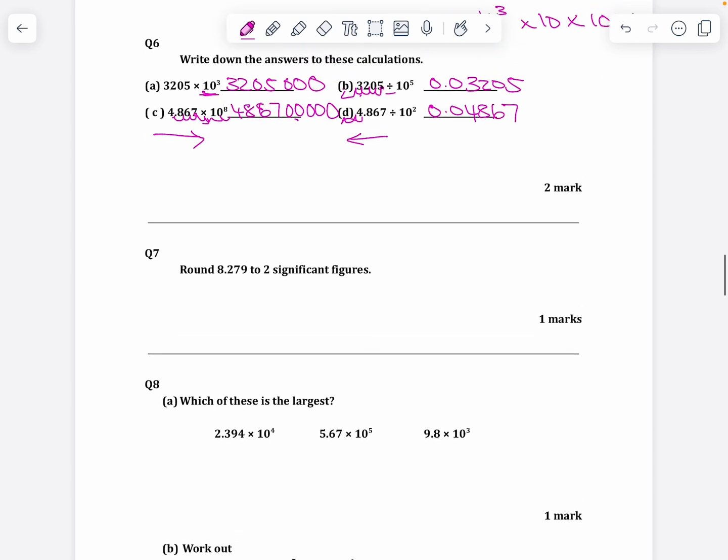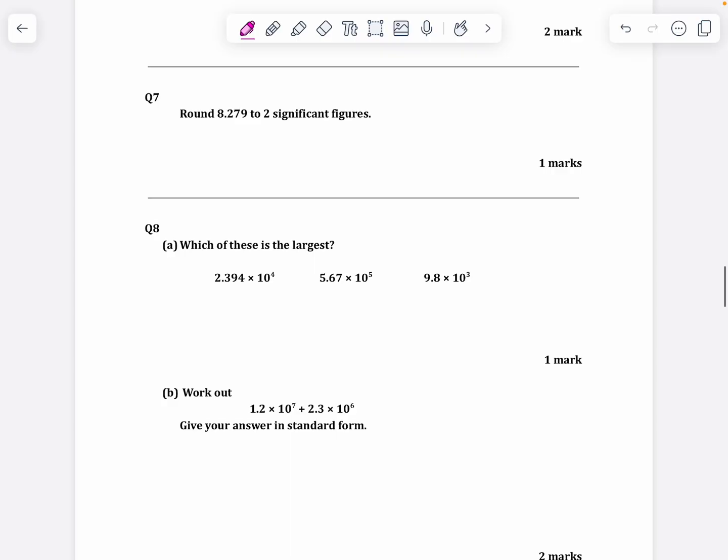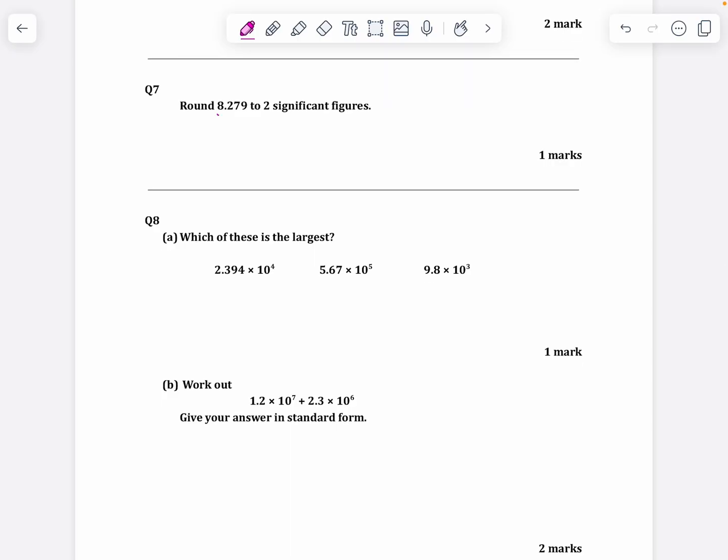Okay. Another rounding to significant figures. This is the first significant figure. Then 2 is a second significant figure. So we cut it off here. So then again, we have to decide, are we going to leave it as 8.2 or are we going to round it up to 8.3? The next number is 5 or more. So we're going to round it up to 8.3.